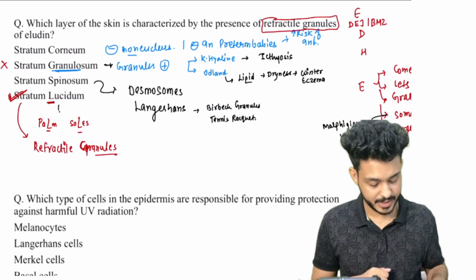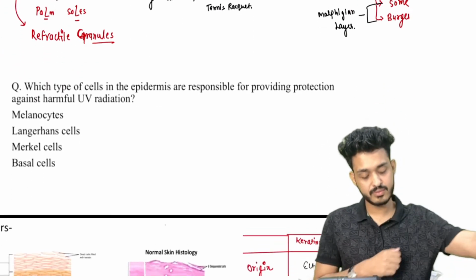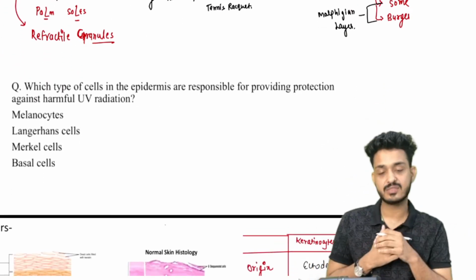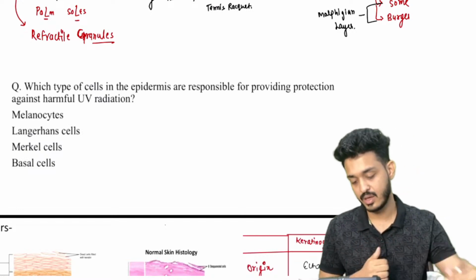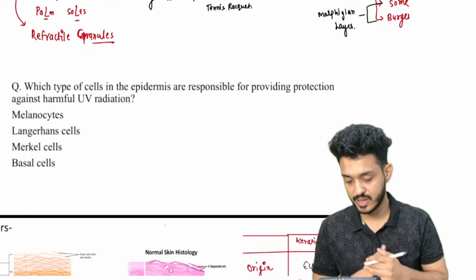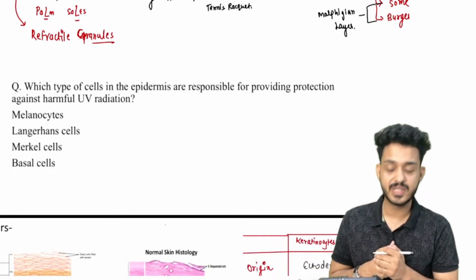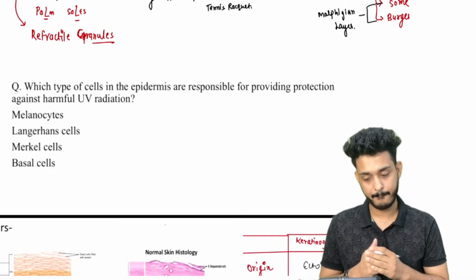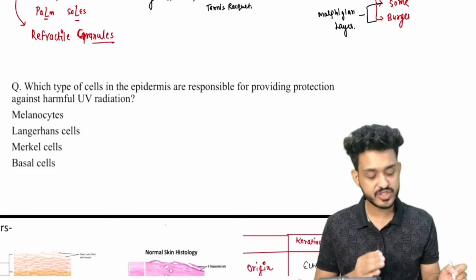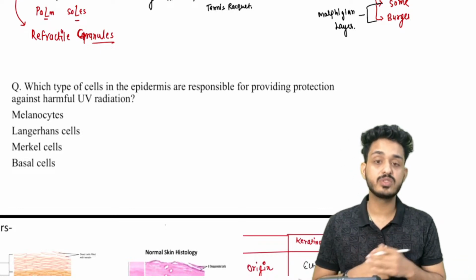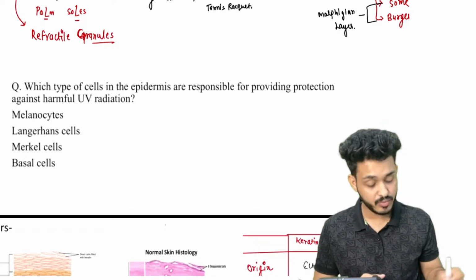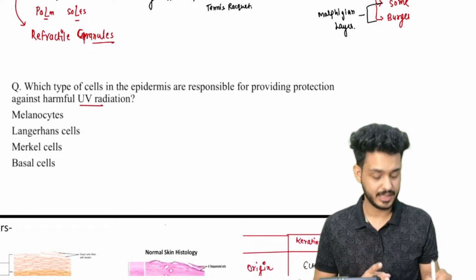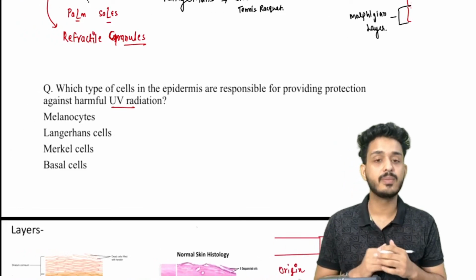Okay, perfect. Now try to solve this question. Which type of cells in the epidermis are responsible for providing protection against harmful UV radiation? Harmful UV radiation. Wonderful guys, wonderful. Now try to solve this particular question. Remember guys, there are 4 cells you have to remember in the epidermis.